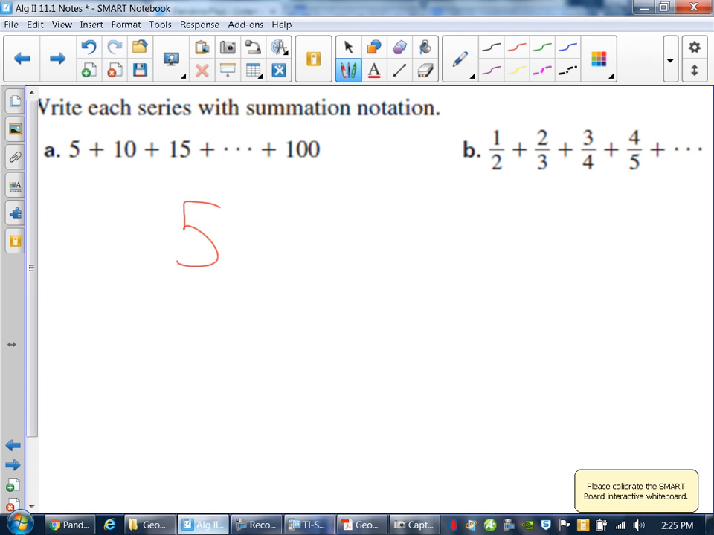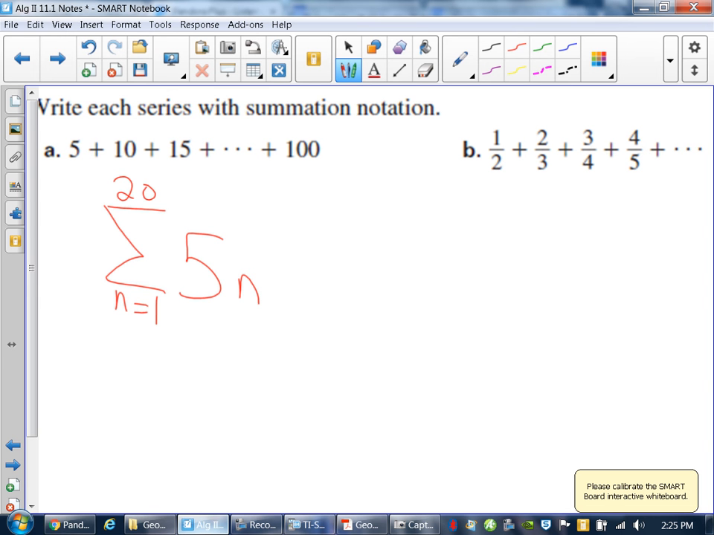you're saying the rule here is 5n. Everybody okay with that? Why is it 5n? 5 times 1, 5 times 2, 5 times 3: 5, 10, 15. I have to sum them where n starts at 1. How many terms would be in this series then? 20 of them.